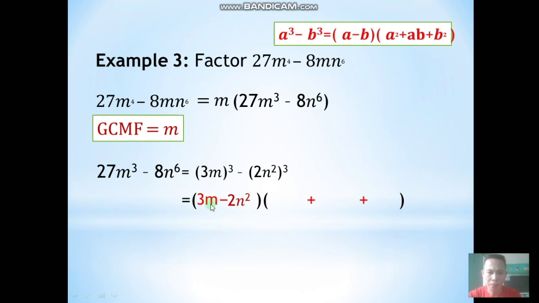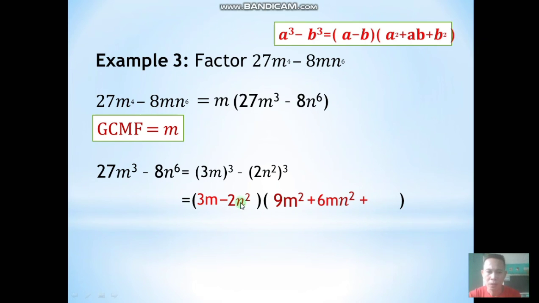So, how to obtain this? Multiply the first term of the binomial by itself. So, 3 times 3, 9. Then m times m, m squared. So, 9m squared. So, this is the result after multiplying this one by itself. And then, how to obtain the second term? Okay, multiply these two. So, 3 times 2, that is 6. Then, m times n squared, that is mn squared. Okay, so this is now the result, 6mn squared after multiplying these two.